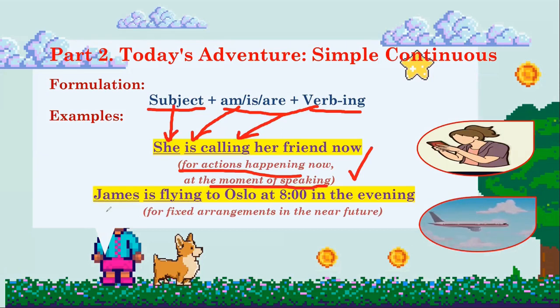The second sentence is: James is flying. In this case, James is the subject, and is flying is the verb phrase. James is preparing for future events. So it's a fixed arrangement in the near future.